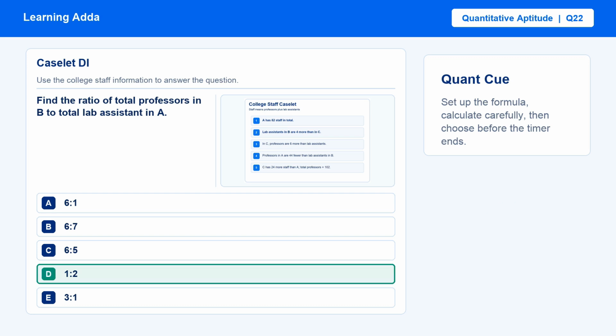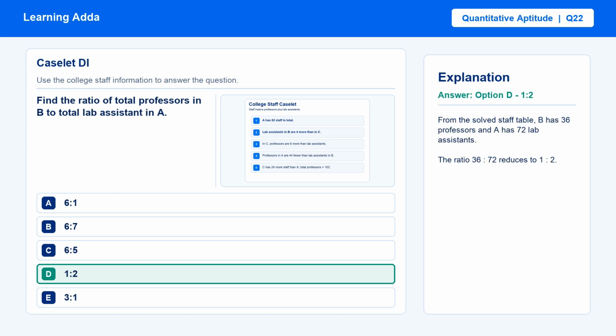The answer is option D, 1 to 2. From the solved staff table, B has 36 professors and A has 72 lab assistants. The ratio 36 to 72 reduces to 1 to 2.